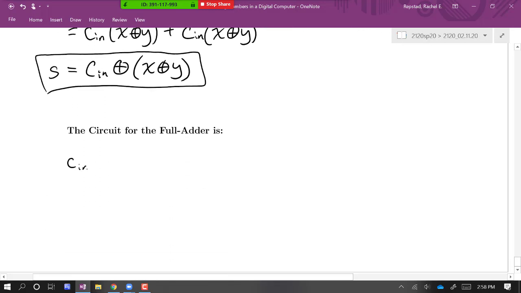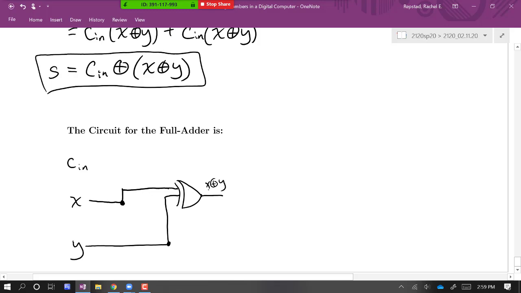We have our carry in, we have the X, we have the Y. I know I'm going to need an X XOR Y. So I'm just going to make that here. And if you like, you can even make little notes about what's coming out of each gate, just to keep track.